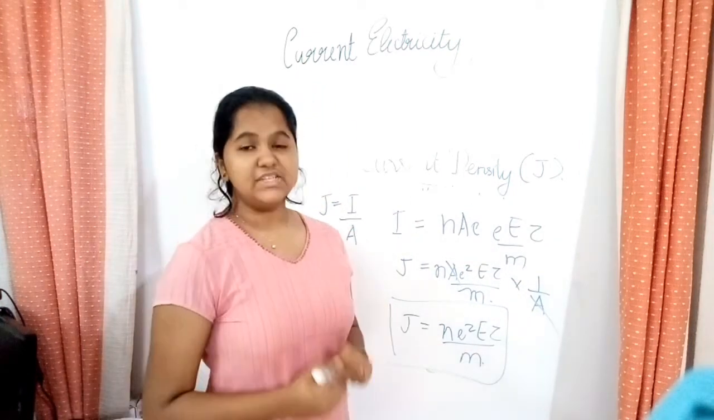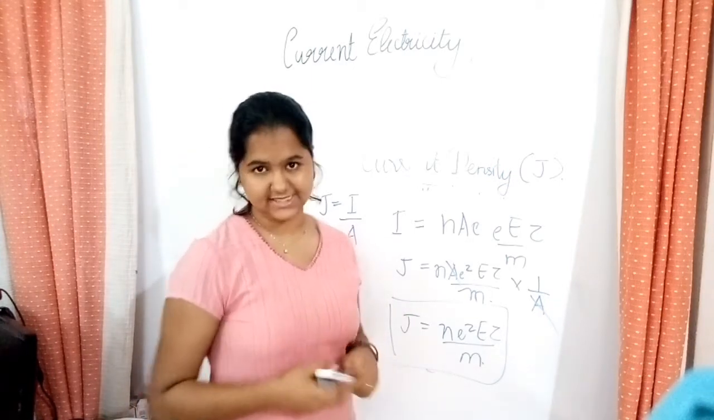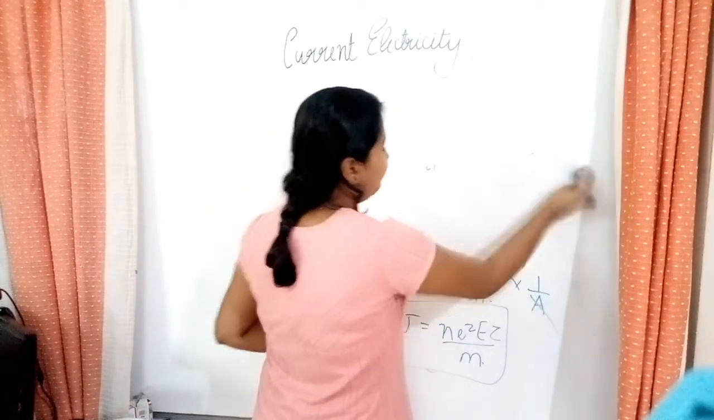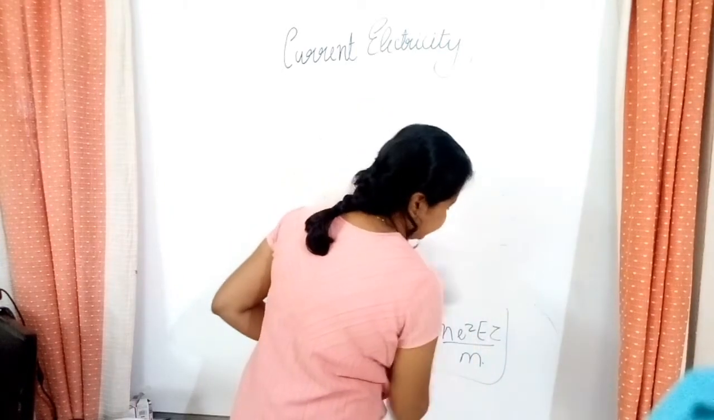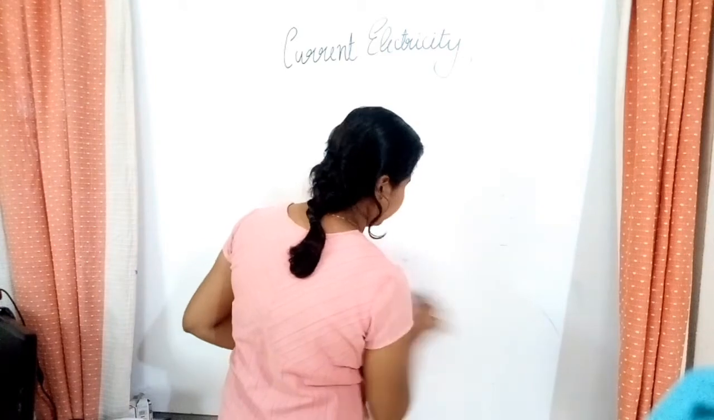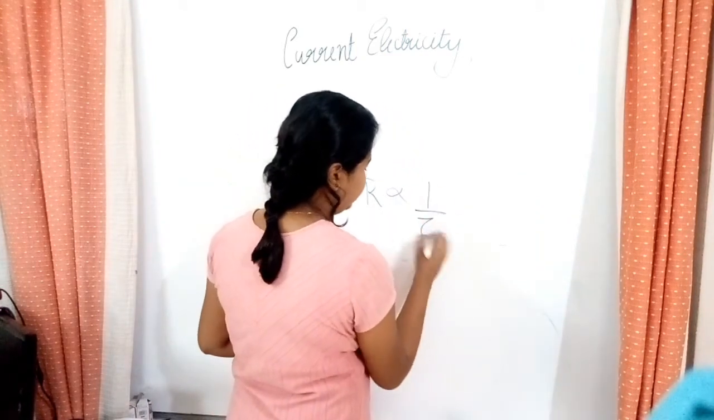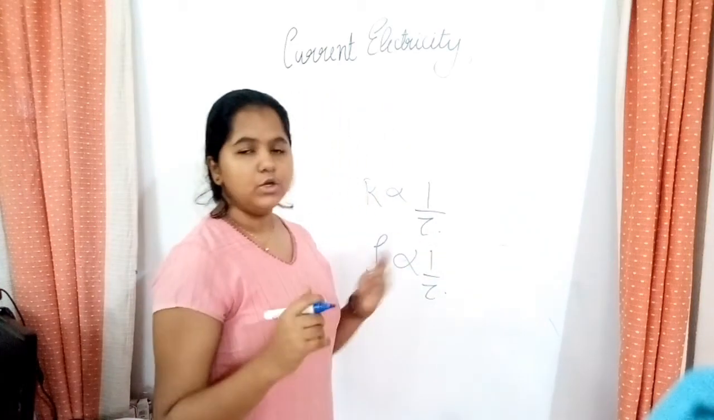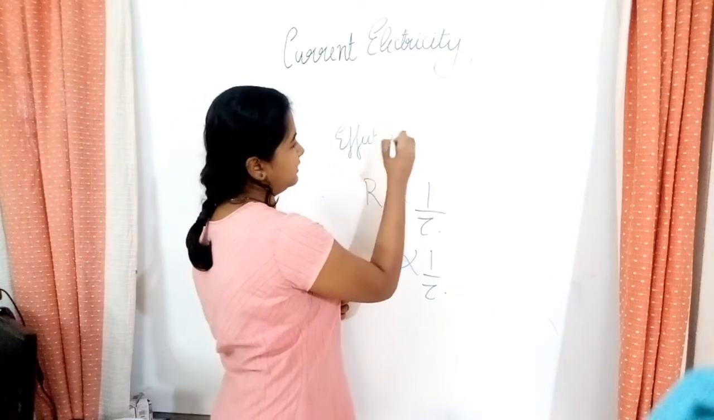Now we'll discuss the effect of temperature on resistance and resistivity. We know the equation for both resistance and resistivity. What is the common thing that we have found? We saw that resistance is inversely proportional to τ, as well as resistivity is inversely proportional to τ. So now the effect of temperature is what I am talking about.